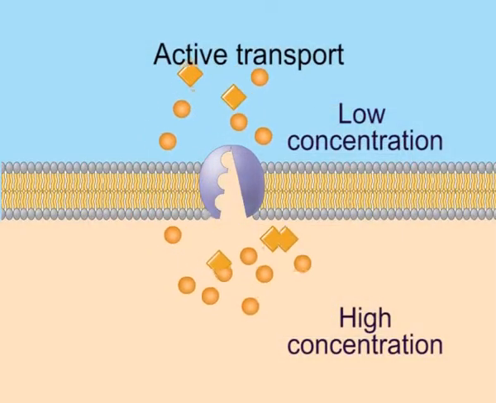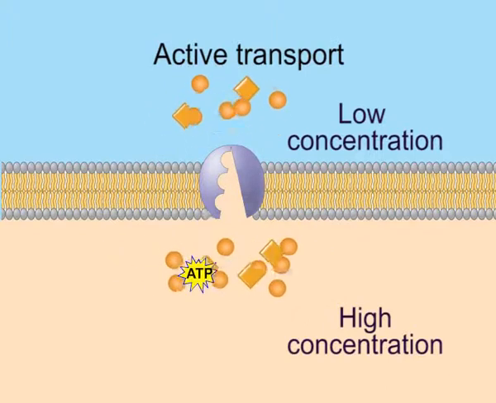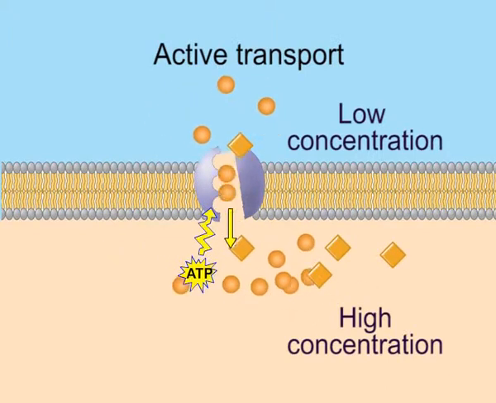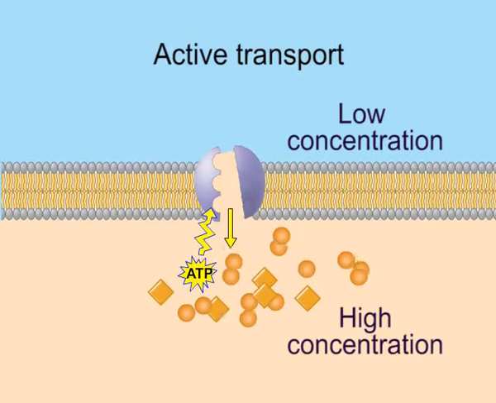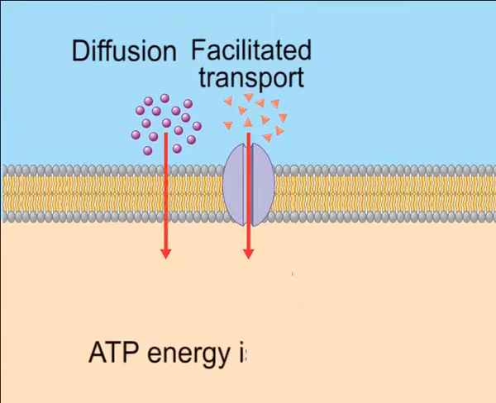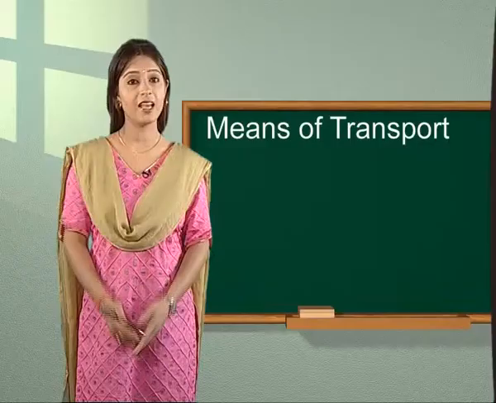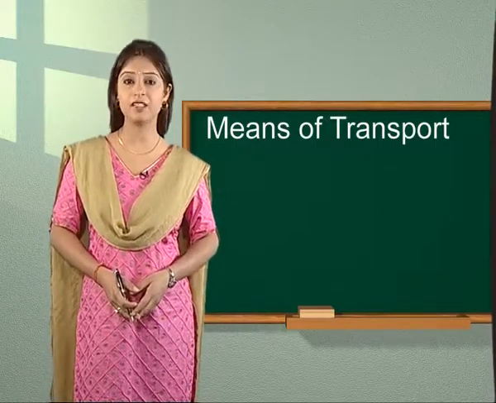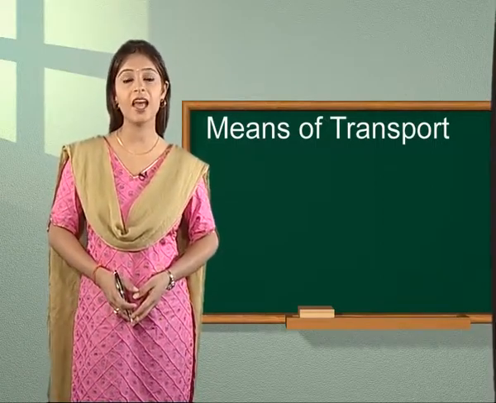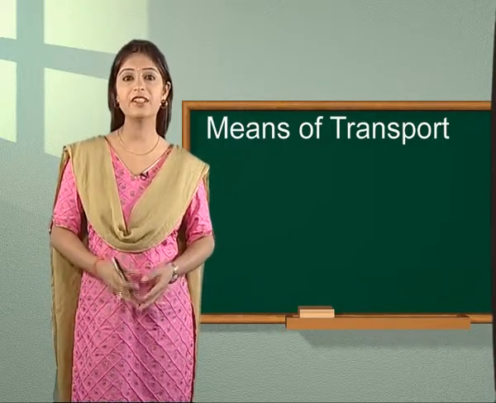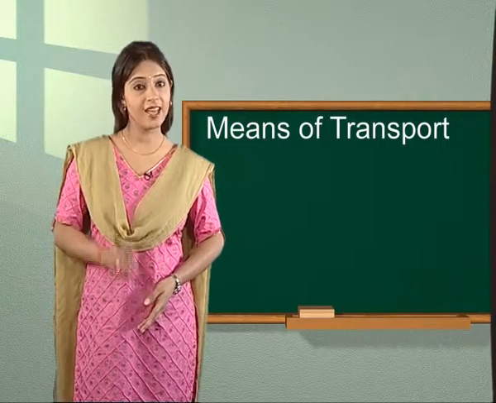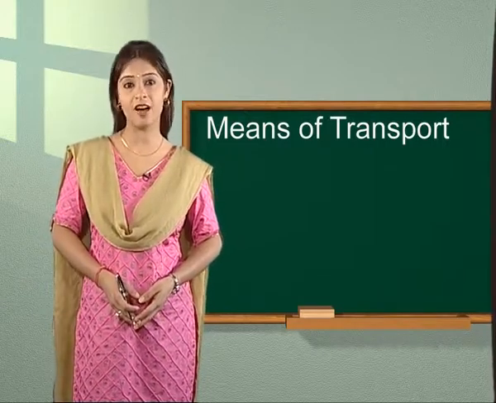Active transport is an energy-demanding transfer of substances across a cell membrane, which requires ATP energy, whereas ATP energy is not required in facilitated transport and simple diffusion for the net movement of particles. So these are the basic differences between the diffusion, facilitated diffusion and active transport. And with this we conclude our today's lesson. Let us summarize all what we have learned so far.